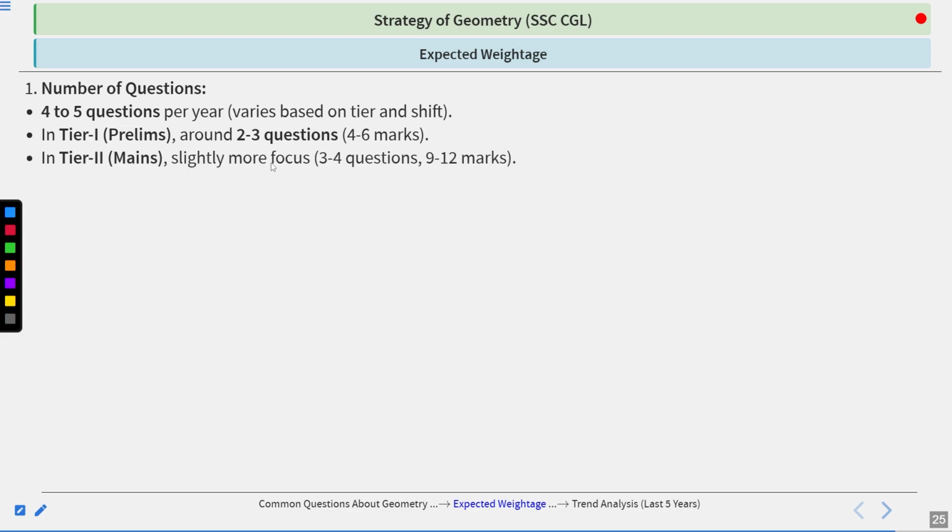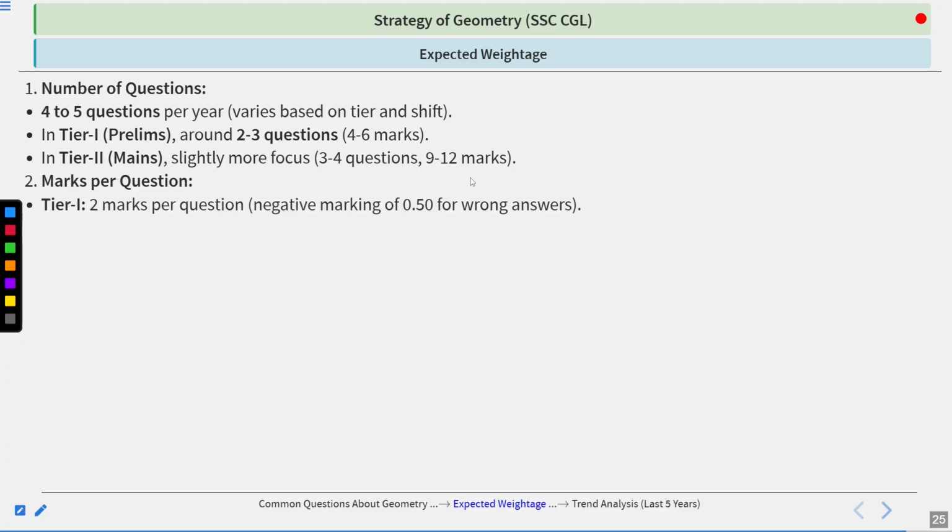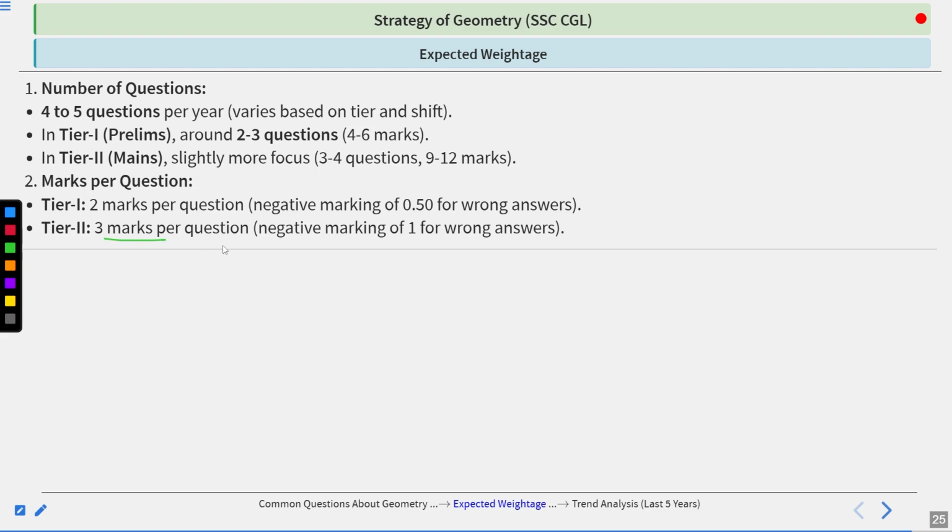In tier 2, slightly more focus, 3 to 4 questions, and the marks will become 9 to 12, because we know that in the SSC CGL tier 2 exam each question has 3 marks. So the weightage is 9 to 12 marks. Marks per question. So as we know, in tier 1 it is 2 marks per question, and negative marking is also there, which is 0.50 for a wrong answer. In tier 2, 3 marks per question. Negative marking also applies, which is 1 mark for a wrong answer.